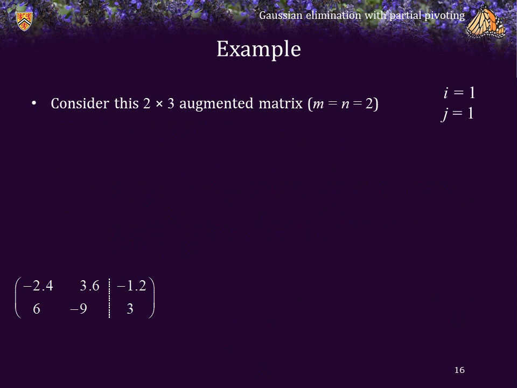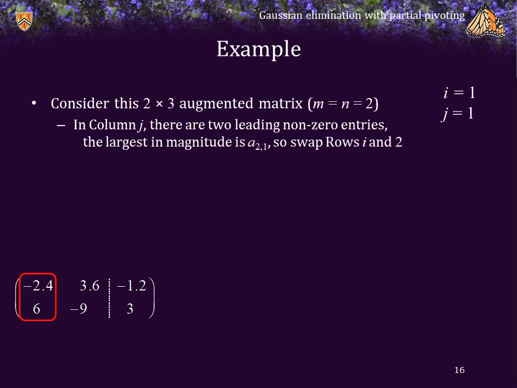Now, consider this 2 by 3 augmented matrix where again m equals n equals 2. We examine column j equals 1 and note that there are two leading non-zero entries in this column. The largest in magnitude is at index 2, 1, and therefore we will swap row i equals 1 and row 2. So that puts the largest entry in column 1 in row 1.